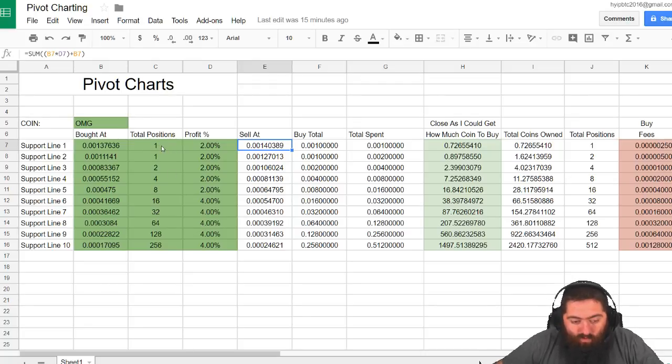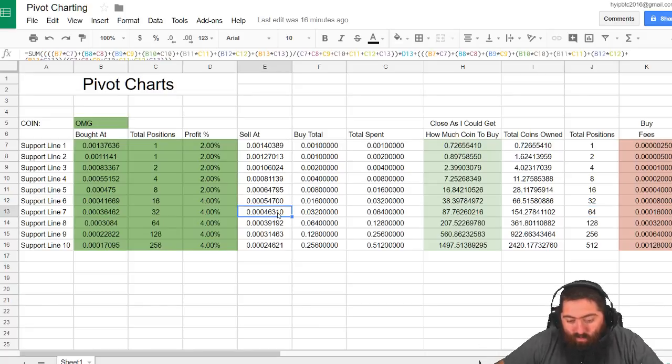When I do pivots, as I'm buying down the market, so if I make it all the way down to 32, I'm buying 32 positions, gives me a total of 64 positions. I sell everything, the 154 coins that I've bought, at my selling price. I consider it a closed pivot, and I'm done and out.